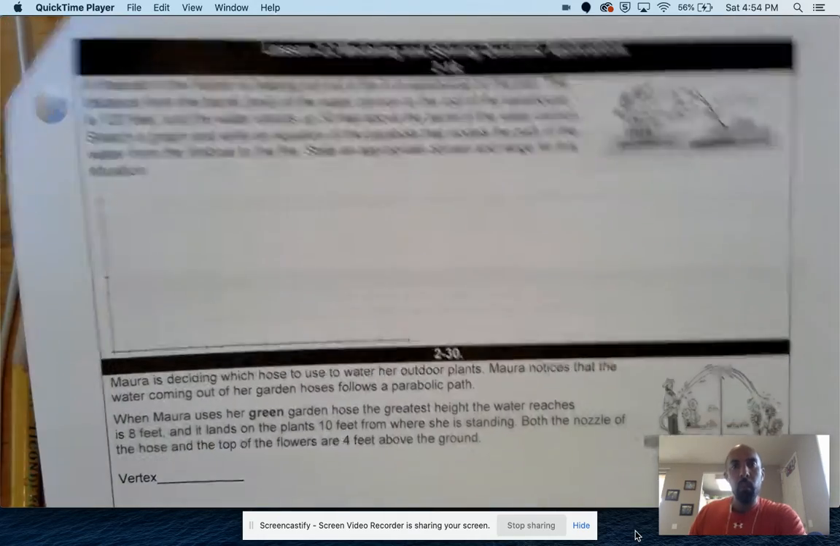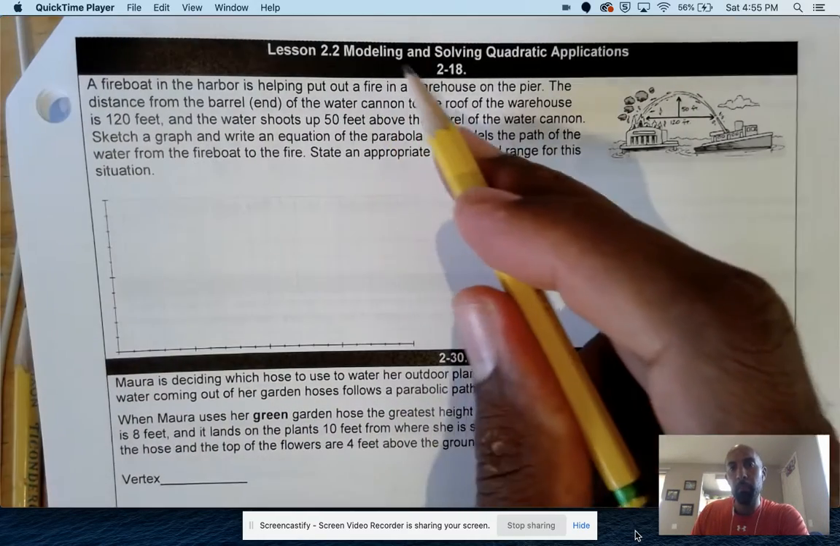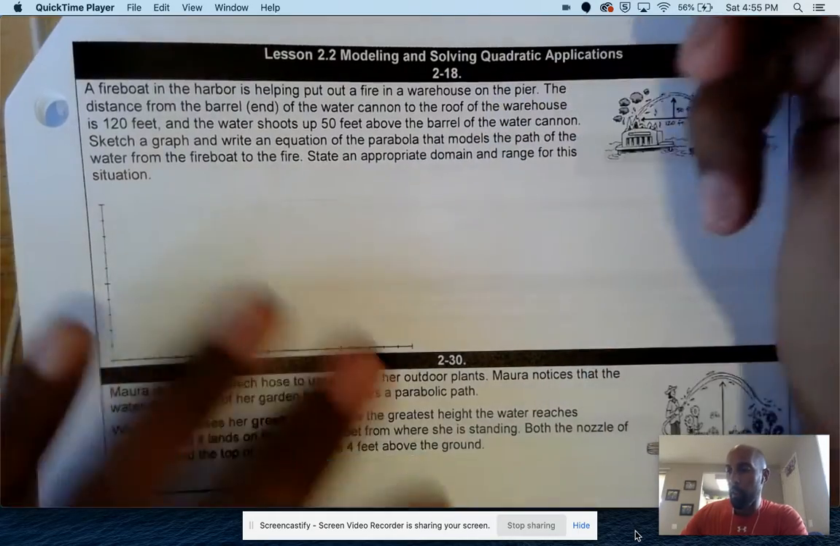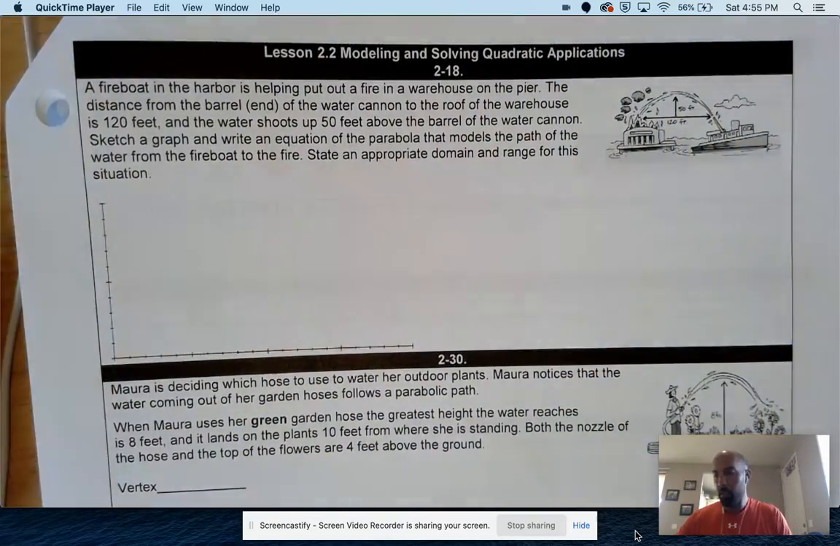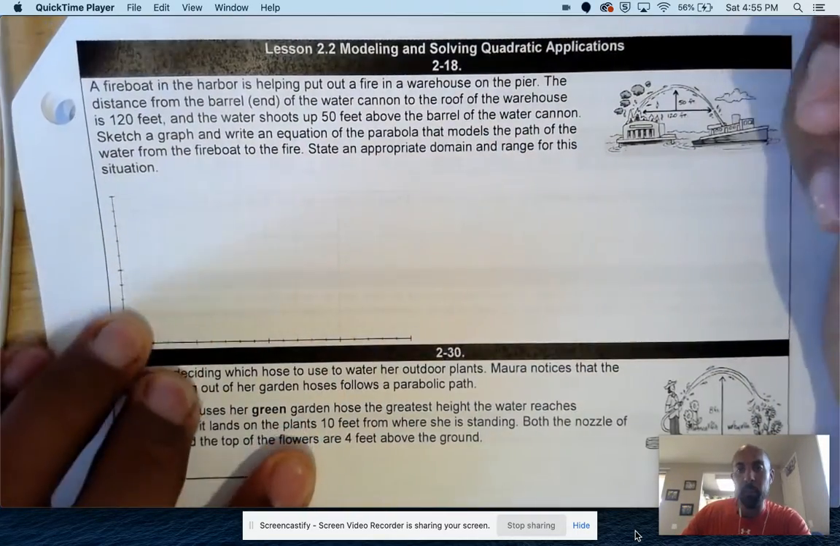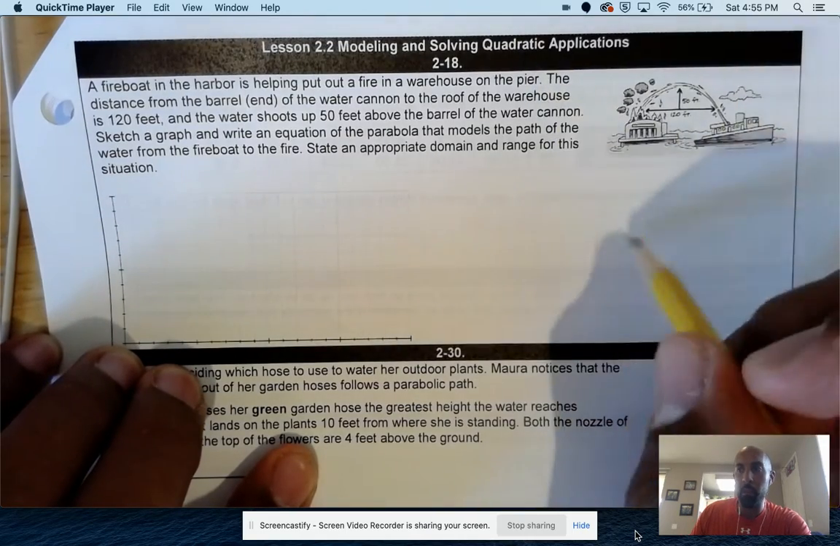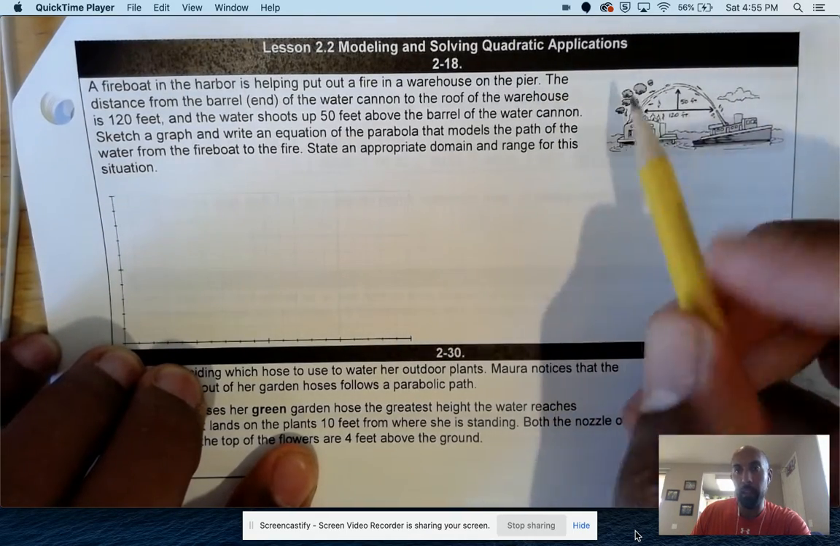Okay, so we're looking at lesson 2.2, modeling and solving quadratic applications. So basically we're taking quadratic equations and we're going to apply them to actual situations, okay? So remember that when we do quadratics, we've been making a lot of parabolas, right?